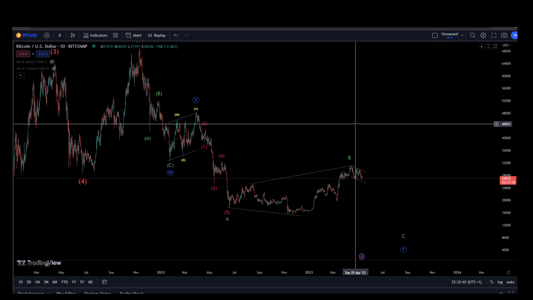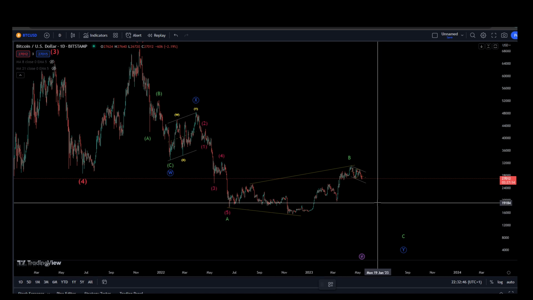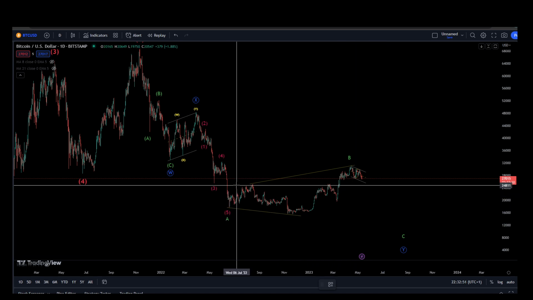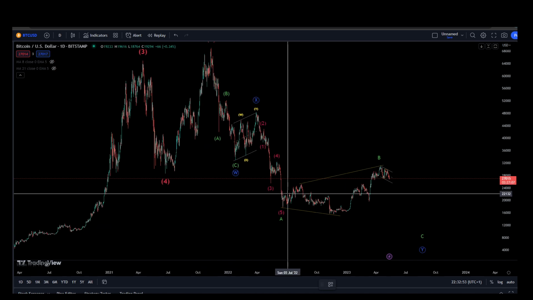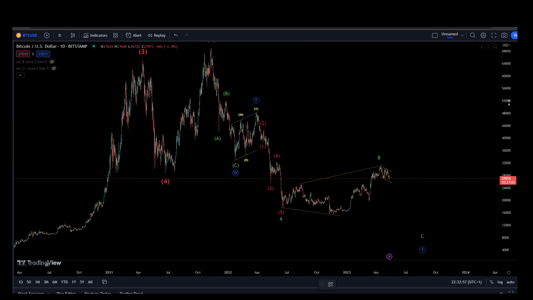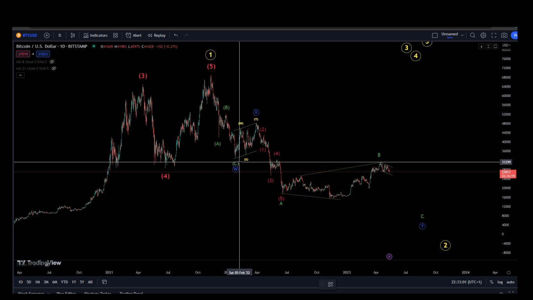that we could possibly get one more move to the downside, giving us our wave five completion. And that could still be a possibility. However, we can also say that this could be forming as a wave two WXY. So we have an A, B, C here into a W.